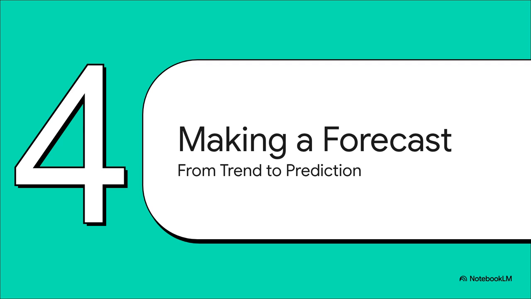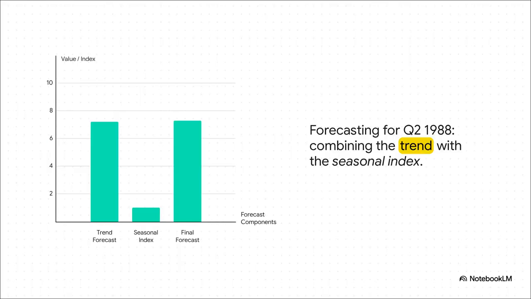All right, so we've done the hard part. We took the data apart, piece by piece. We found the long-term trend, and we figured out the seasonal rhythm. Now, it's time to put it all back together and actually build our forecast. Let's do it. Let's try to predict the sales for the second quarter of 1988. So first we take our trend line formula and we plug in the numbers. That gives us a baseline forecast of 7.22.